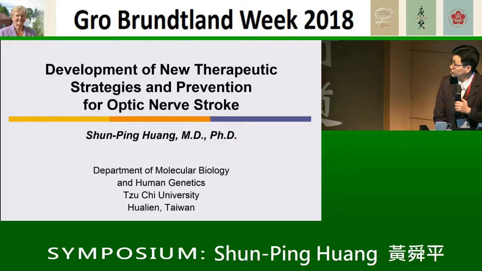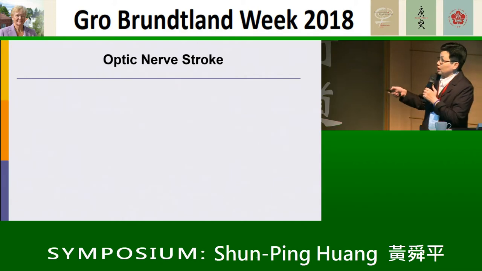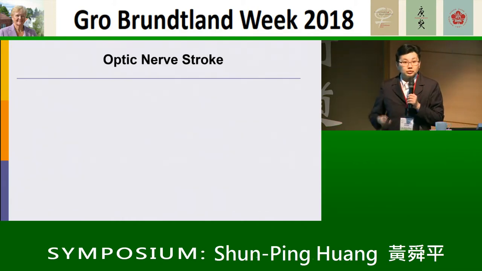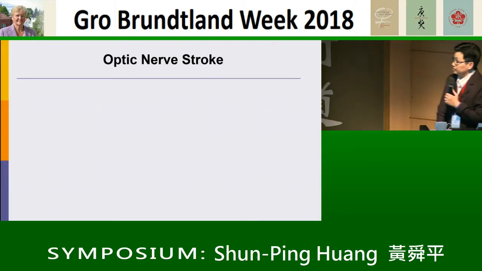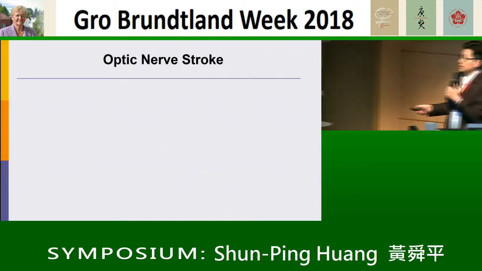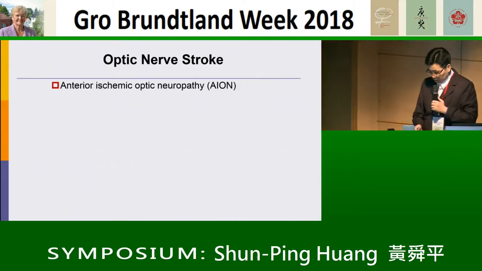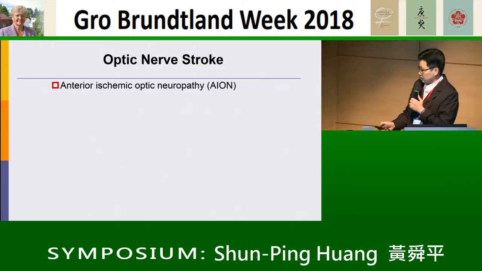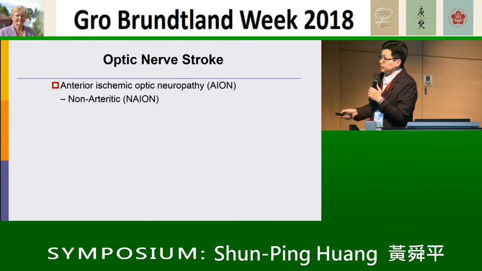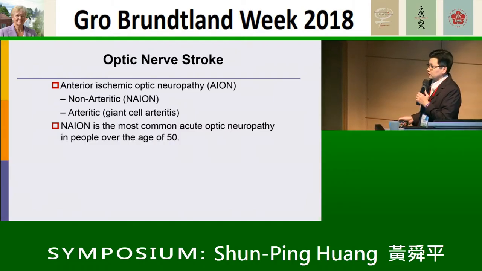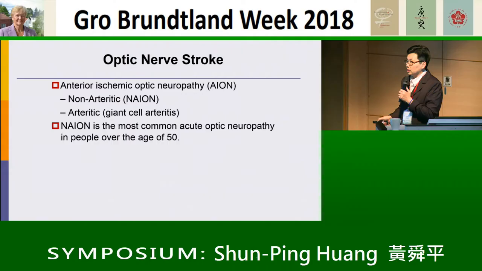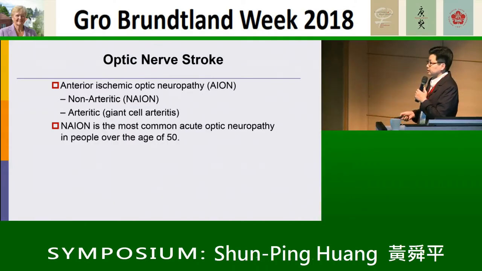So what is optic nerve stroke? It's related to stroke. The official name is anterior ischemic optic neuropathy, called AION. There are two types: one is non-arteritic, the other is arteritic. Today we focus on the non-arteritic. NAION is the most common cause of optic neuropathy in people over the age of 50, so it's also an aging disease.